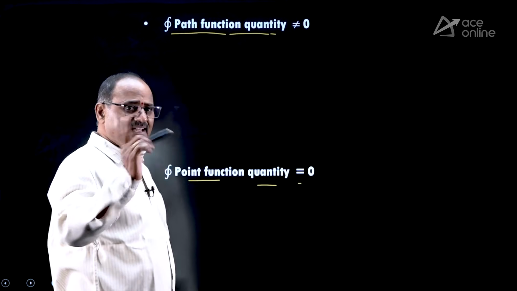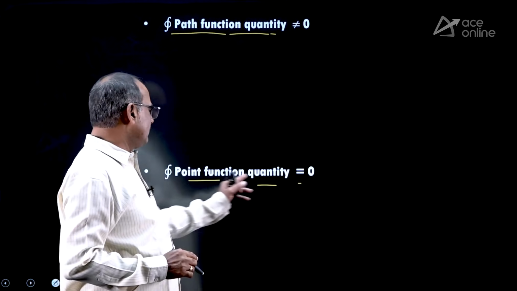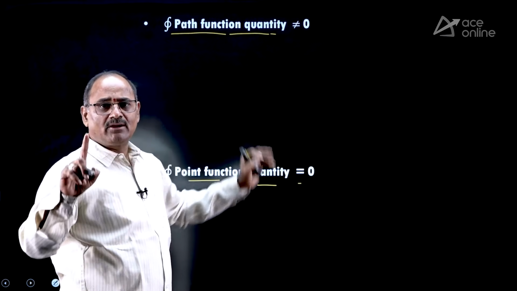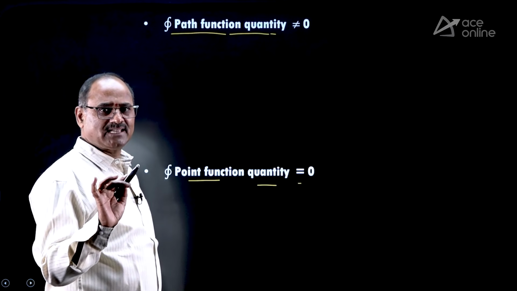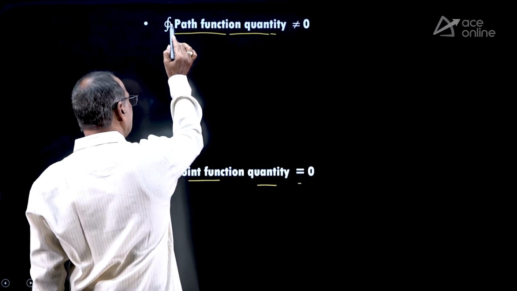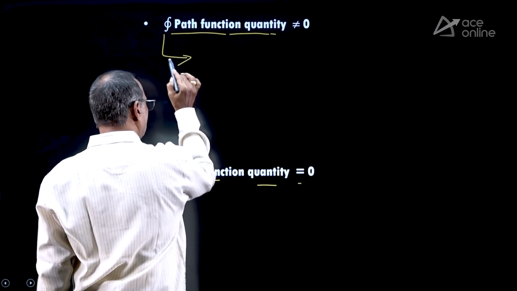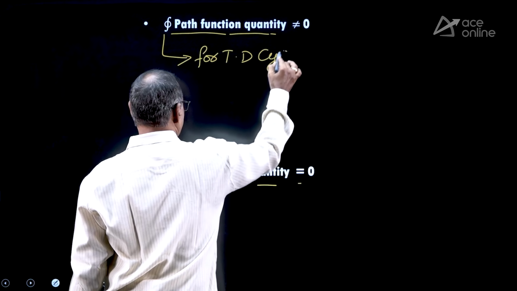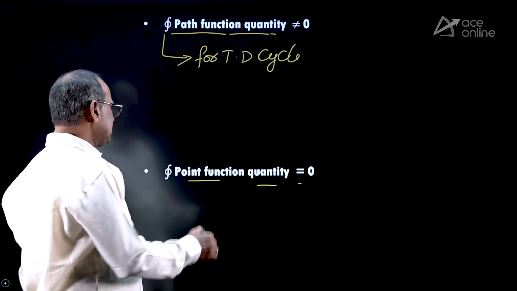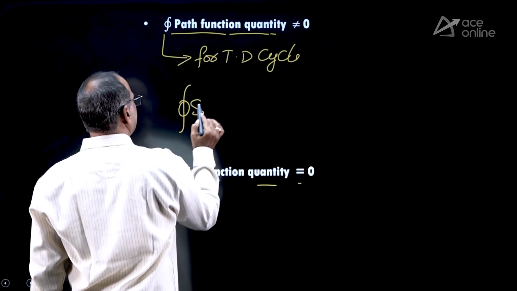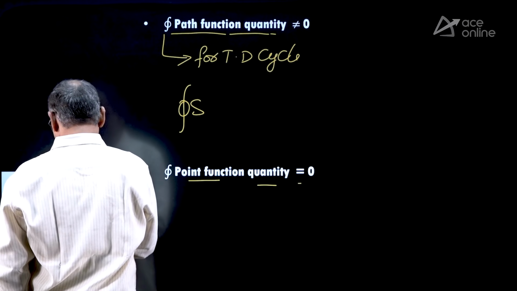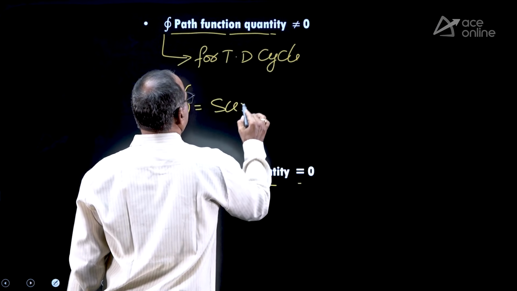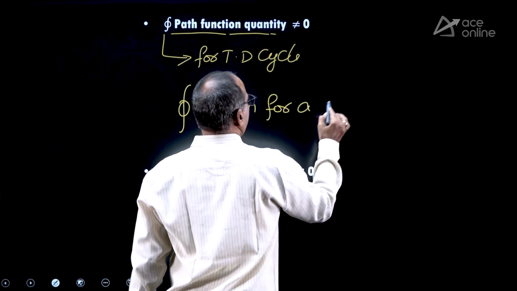That means the net change in property for any thermodynamic cycle is always equal to 0, but net heat transfer or net work transfer is never equal to 0 for any thermodynamic cycle. This is a very, very important point. Remember, this symbol is used only for a thermodynamic cycle. Cyclic integral is only for a thermodynamic cycle. It represents the sum for a complete cycle.